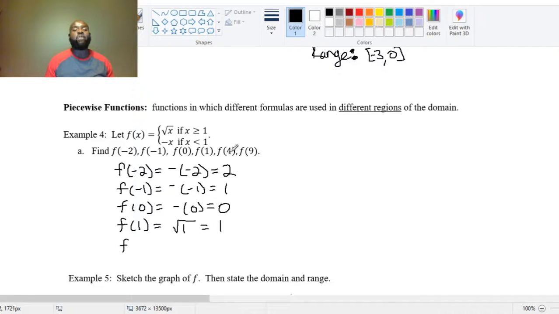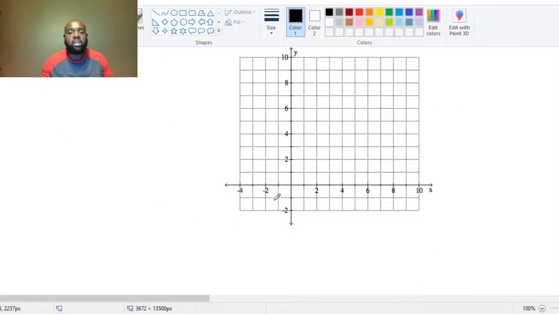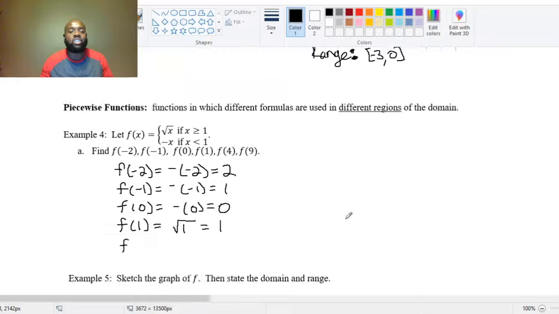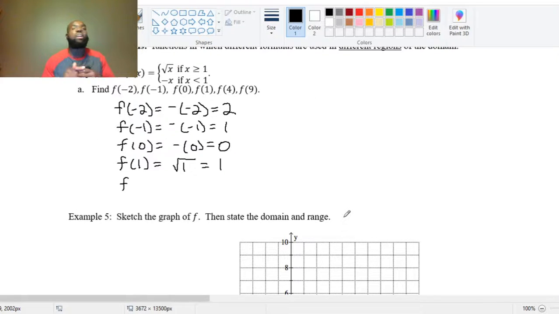Notice here I jumped to 4. I could have done f of 2, right? I did -2, -1, 0, 1. If I did f of 2, then I would do the square root of 2, which is an irrational number. And because we're going to graph next, I tried to use whole numbers here. Now, you can always plug in 2, you can always plug in 3. I just chose numbers that if I plug them into my square root function, I'm going to get an integer output, okay? That's why I chose these values here.